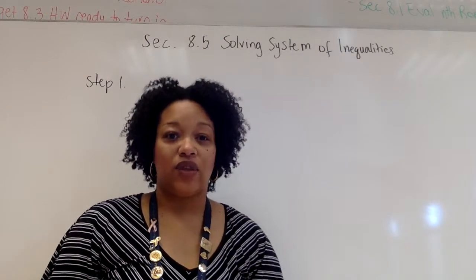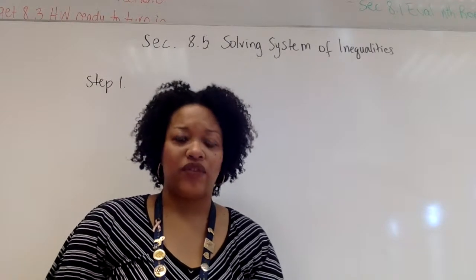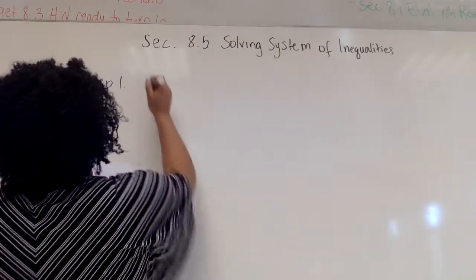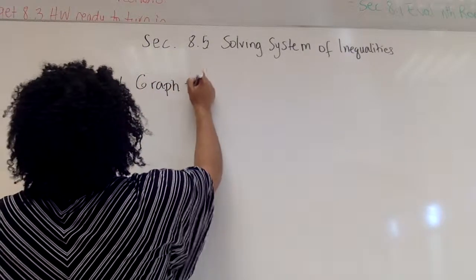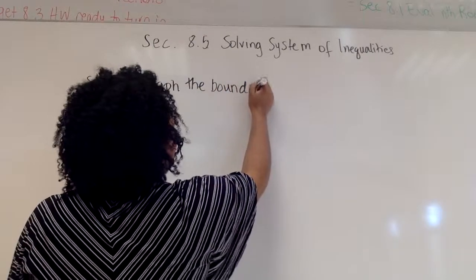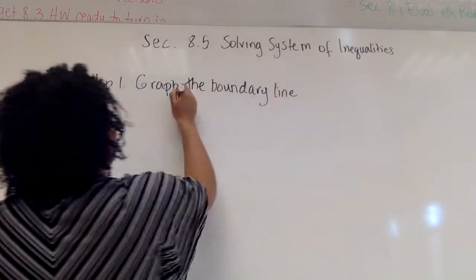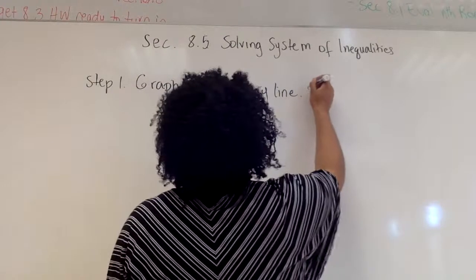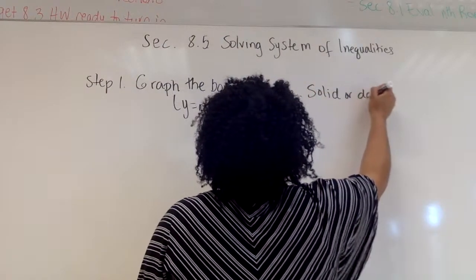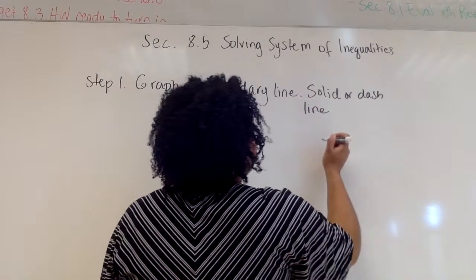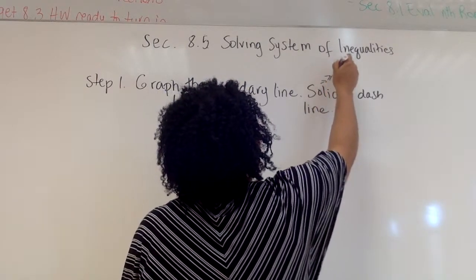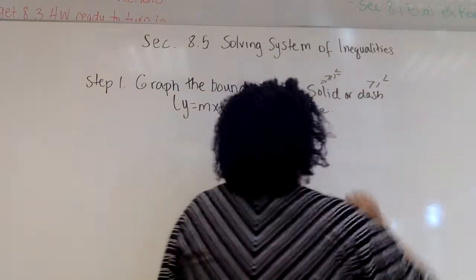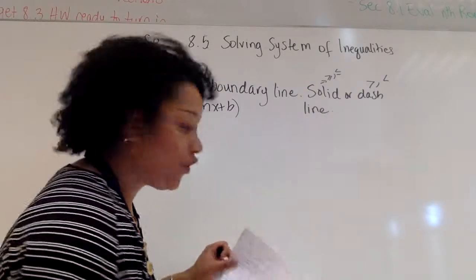So the first thing that we're going to do is just on your notes, recall what you have to do to graph a linear inequality. The first thing is to graph the boundary line, and this is just your simple slope-intercept form, y equals mx plus b. You have to decide if it's a solid or dashed line, and that is determined by your inequality sign. If the inequality is greater than or equal to, or less than or equal to, it's a solid. The dashed line is for less than or greater than. So that's the first thing you have to do, graph your boundary line.